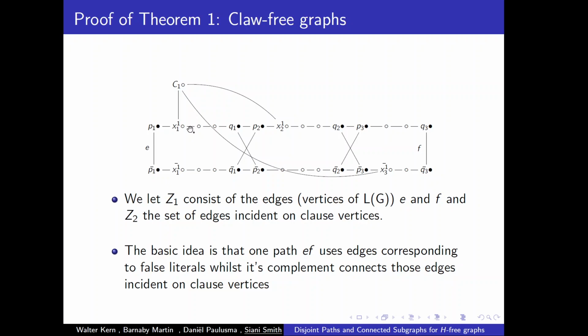And we take two terminal sets, one consisting of these two end edges E and F, so remembering that these will be vertices when we work in the line graph, and the other consisting of each of these edges incident on the clause vertex. And the basic idea is that to connect these edges E and F, we'll use a path corresponding to the false literals, which will leave the true literals to connect the clause vertices.